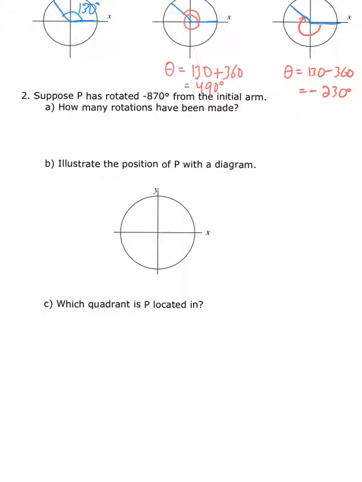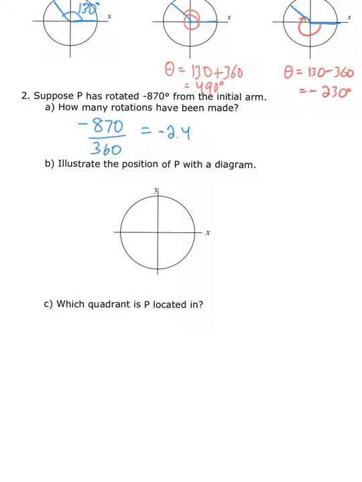And the final question says, suppose P has rotated negative 870 degrees from the initial arm. How many rotations have been made? We know that there are 360 degrees in one rotation. So we're just going to find out how many times 360 degrees goes into negative 870, which is negative 2.4. The negative means that we went in the clockwise direction, and we went around two full rotations and almost halfway more.